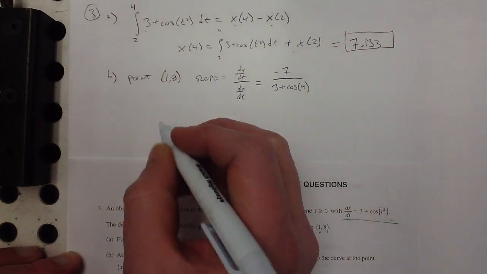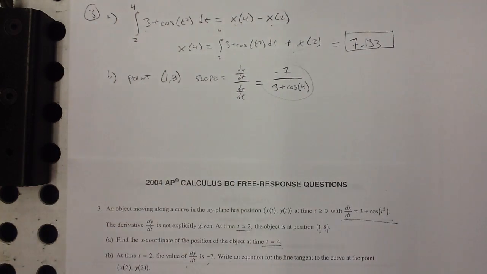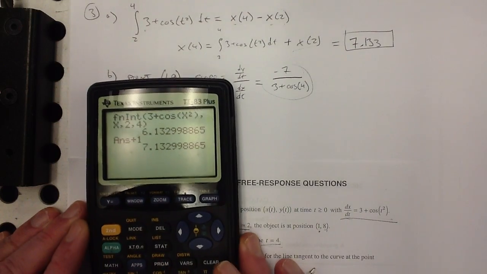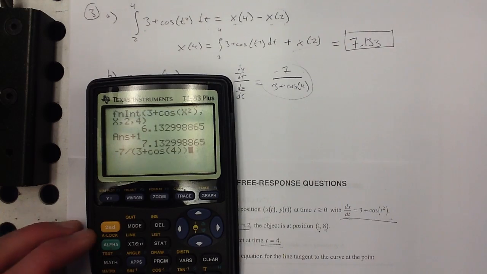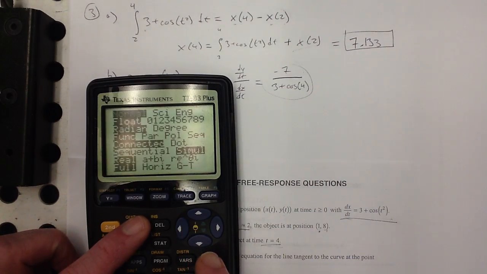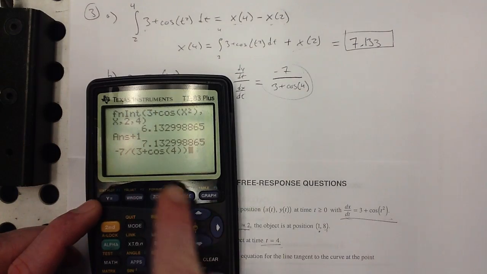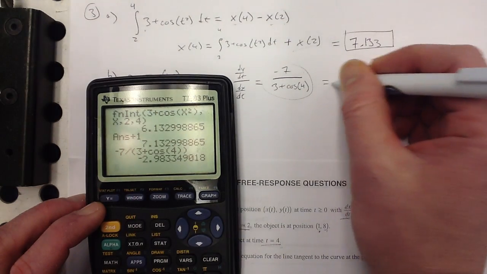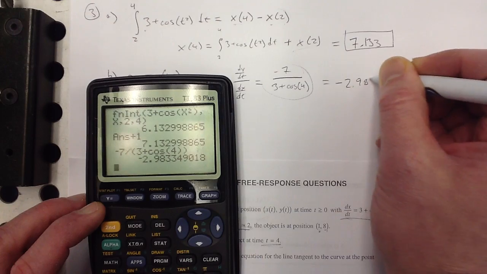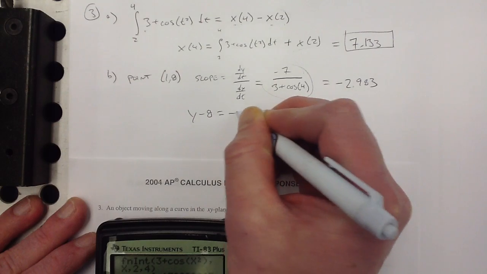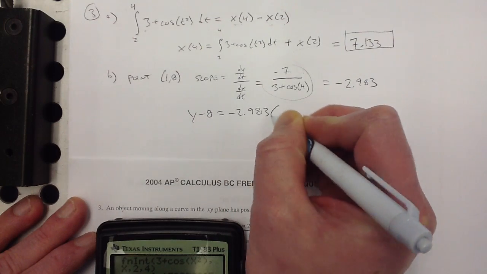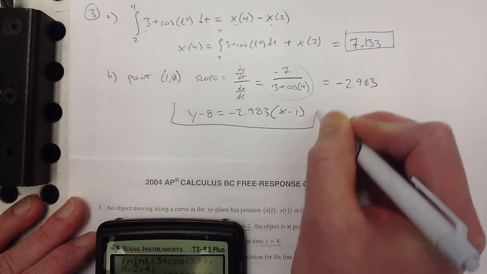Right? So, I guess we want to find a value for that, I suppose. It's not any nice number, so let's see, what's negative 7 over 3 plus the cosine of 4? I'm just going to check really quick and make sure, yeah, I'm in radian mode. So that is negative 2.983. So my line is y minus y1 is equal to slope times x minus x1. There's your tangent line.